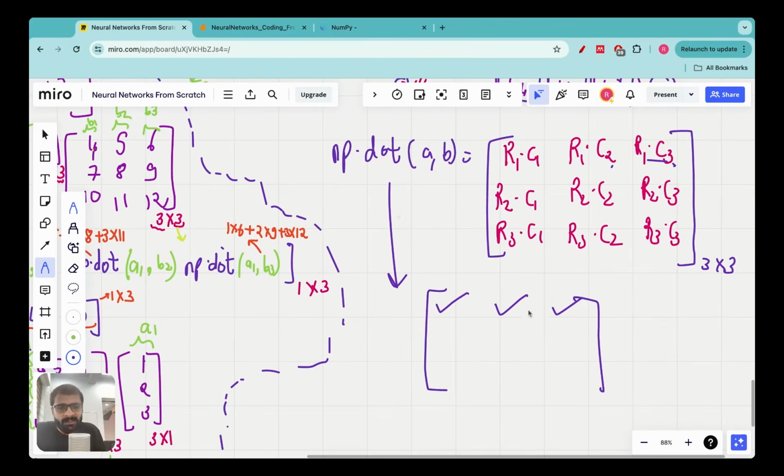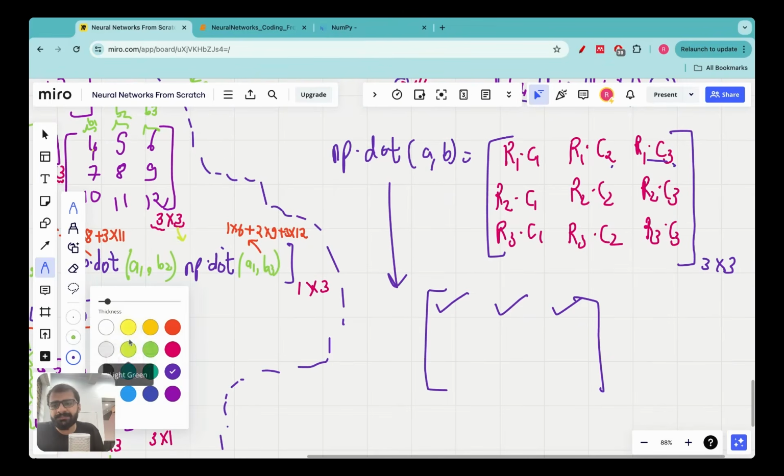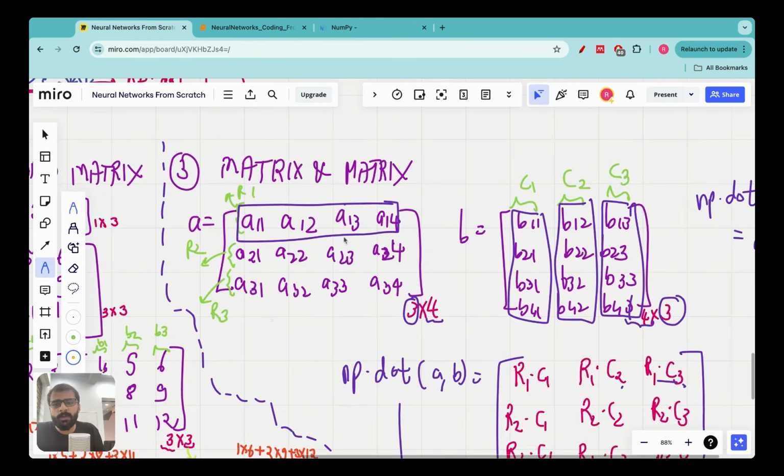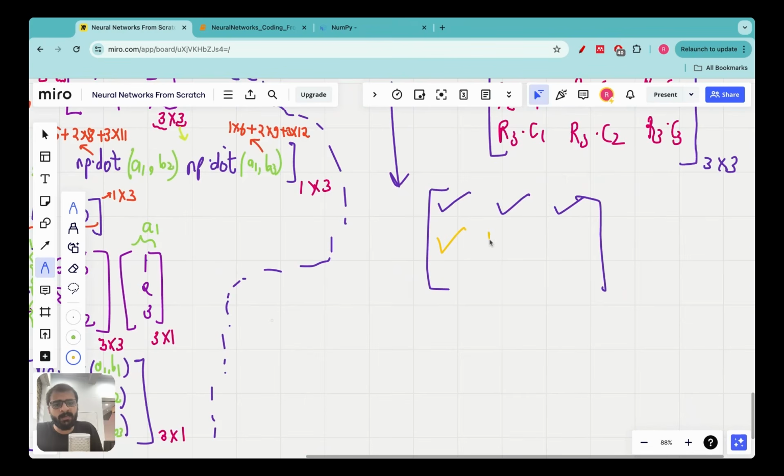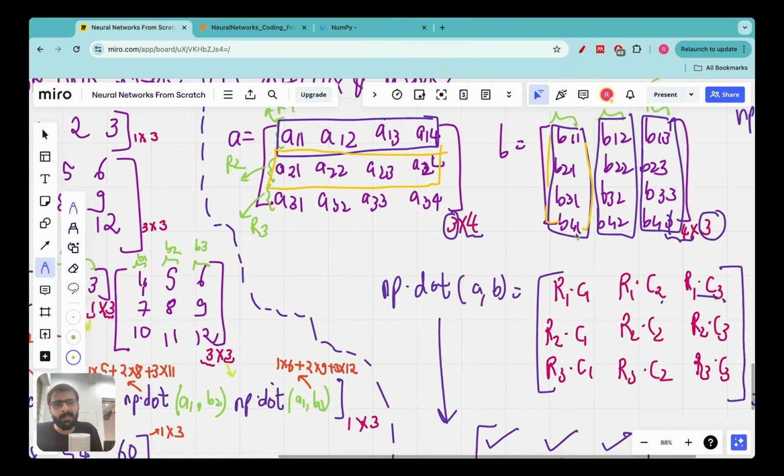Now when you want to look at the second row of the resultant matrix, what you can do is look at the second row of the first matrix and not look at any other rows. So then you can take the dot product of this with the first. That will give you the first element, then similarly second element and third element.